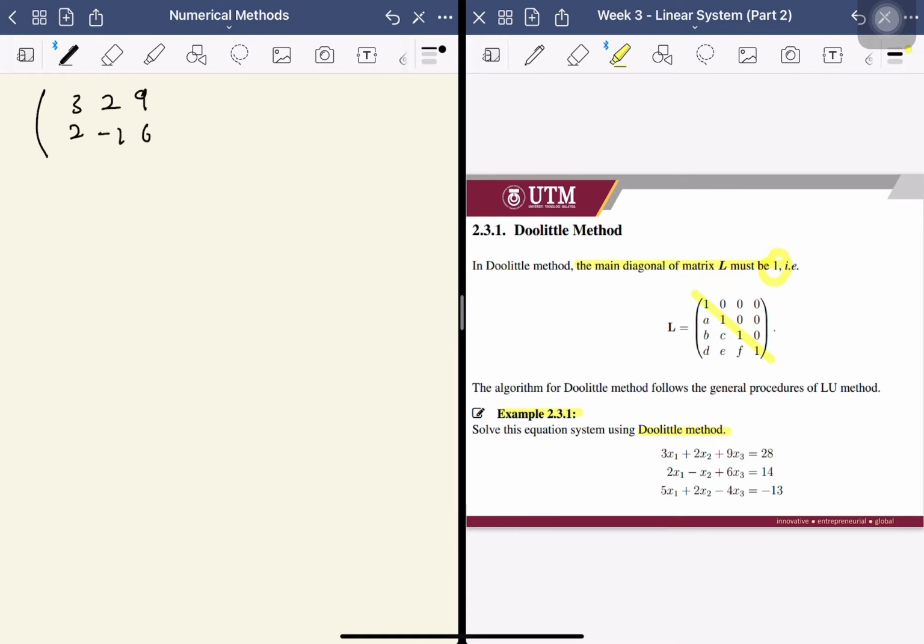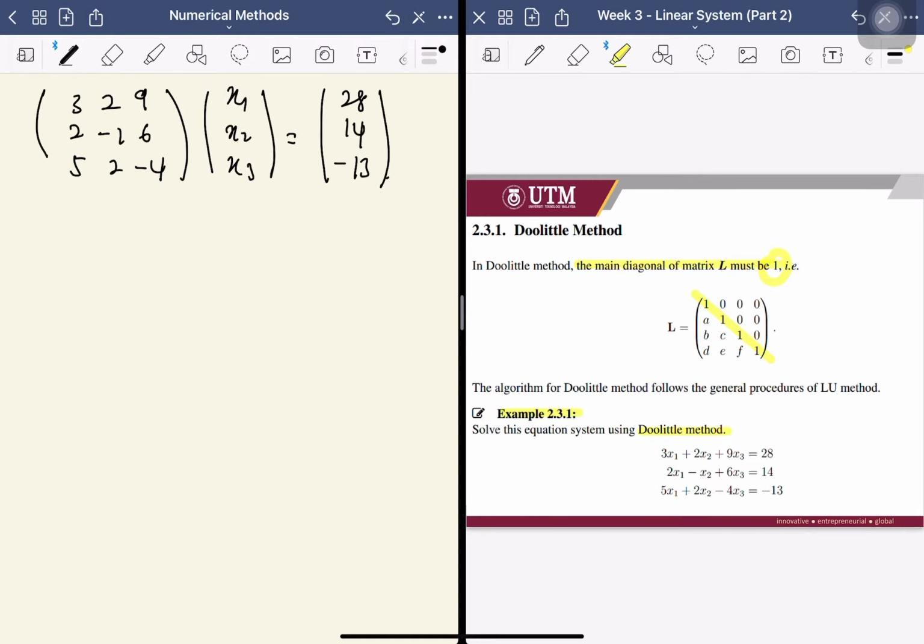2, negative 1, 6, 5, 2, negative 4. So we'll have x1, x2, x3. The component for matrix B will be 28, 14, negative 13 here. Okay, so in the LU method, the first step is we set A equal to LU.